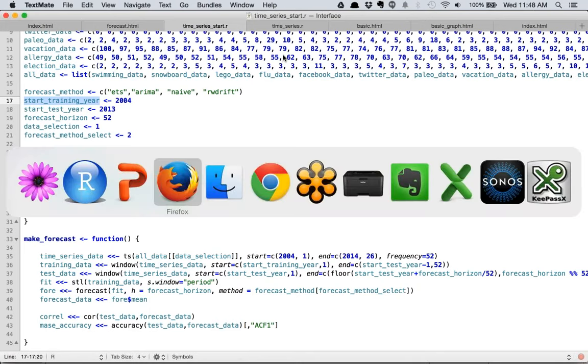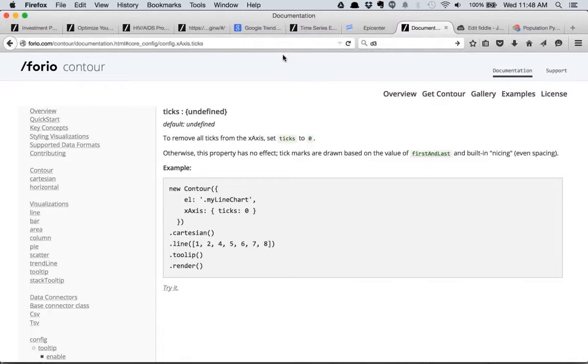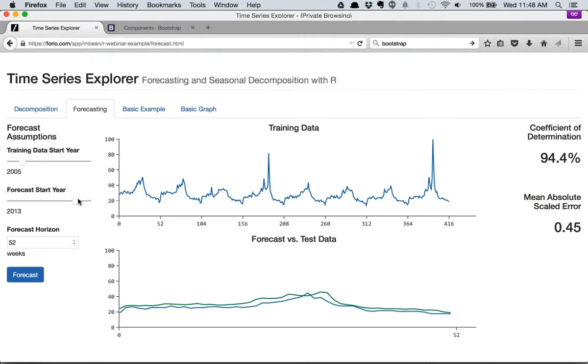But in a user interface, let me go back to what I had created before here. Users can make errors. They can do things that aren't reasonable. For example, I could dial this back and say my training data starts in 2009, but I want my forecast to start in, let's say, 2007. That's illogical, and if I do that, it creates a problem. It won't work, right?